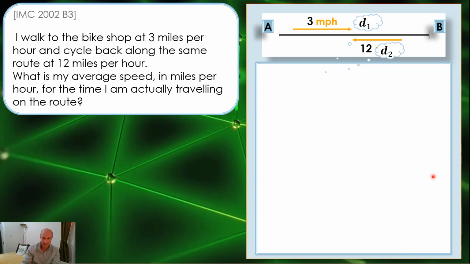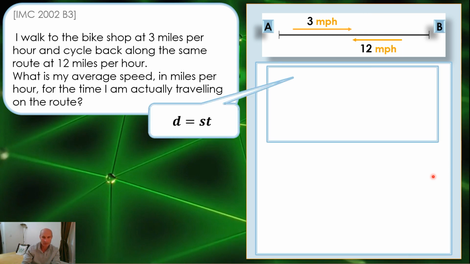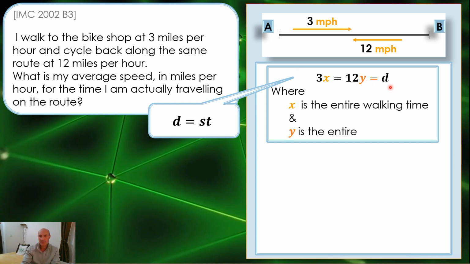The diagram shows the distance in both directions is one and the same, but can be expressed differently by using this formula. In this line, we can see the walking distance expressed as a product of the walking speed and variable x for the entire walking time. The cycling distance as the product of cycling speed and variable y for the entire cycling time.